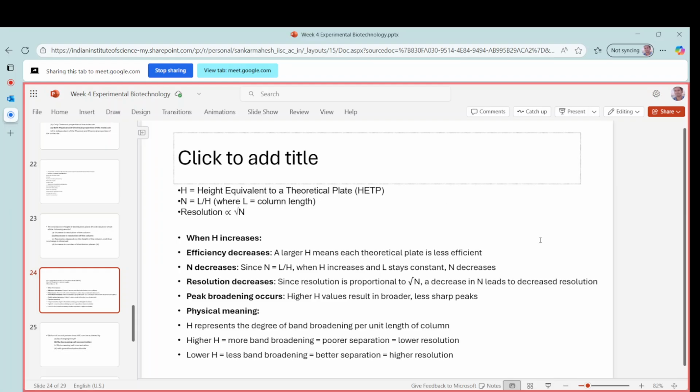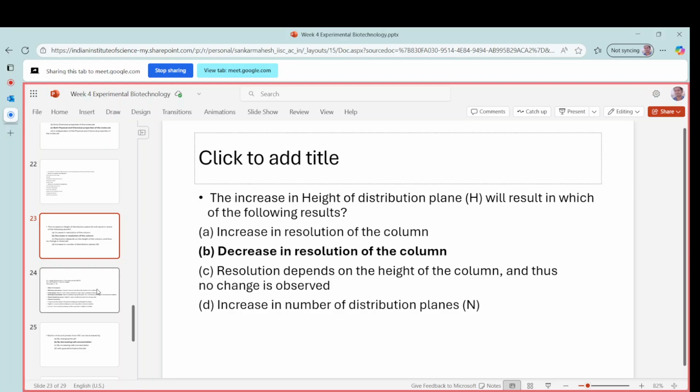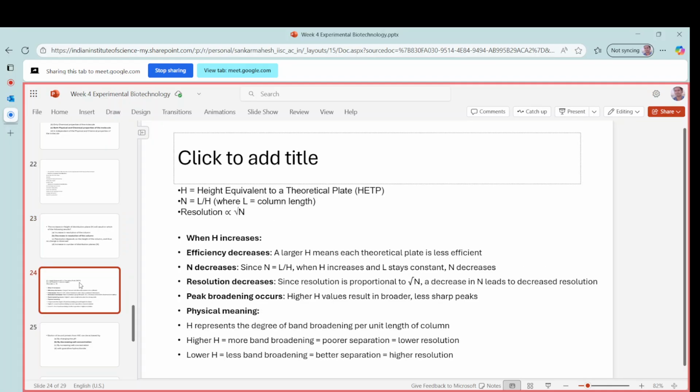And your resolution is directly proportional to the root of the number of theoretical plates. That is called the distribution plane. So the higher the number of theoretical plates, the better your resolution is. You can assume this in a simple fashion.